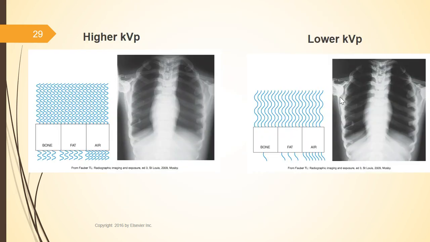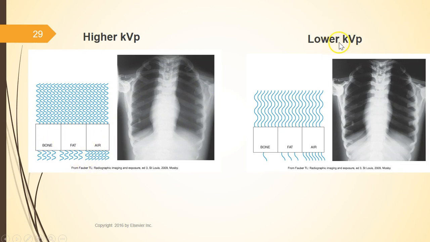Here's the example out of your book. The one on the left is a higher kV, and that's what you typically use for a chest x-ray, because higher kVp increases the penetrating power, less is absorbed, more is transmitted. So there's less variation that comes out on your IR. And you want that for a chest x-ray because with that you can now see the lungs and some of the bone. Okay, so this is important. Bone, fat, and air travel differently through there.